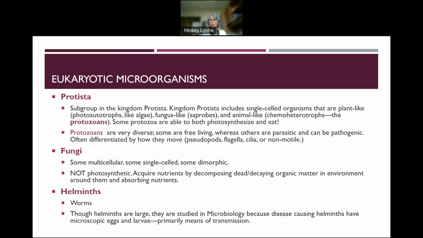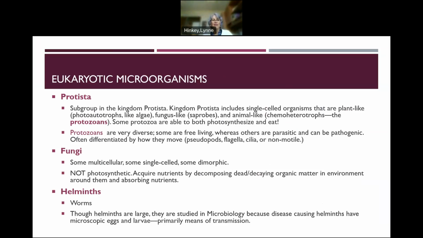Many fungus are dimorphic, meaning they can either be a single-celled yeast fungus or they can be multicellular, made of hyphae, long threads, multicellular threads, like we see with bread mold. The molds, so they can be yeasts or molds, either one. And often the conditions in the environment, the temperature, the pH, the moisture will determine which form they take. Fungus are not photosynthetic, as we talked about with the protists that are fungus-like. They acquire their nutrients by decomposing dead or decaying organic matter in the environment around them externally and then absorbing it.